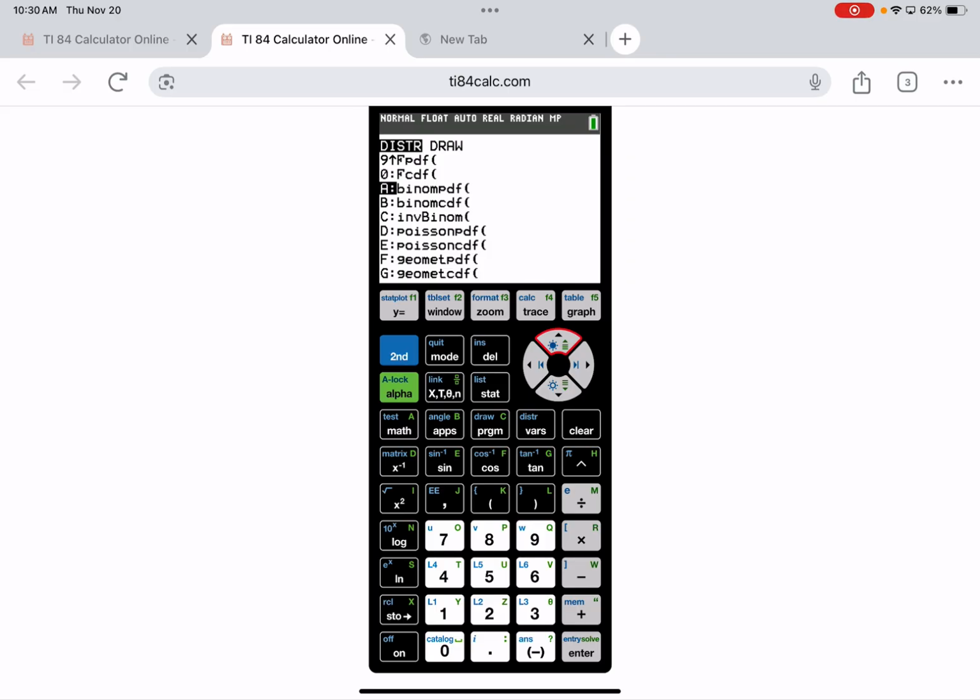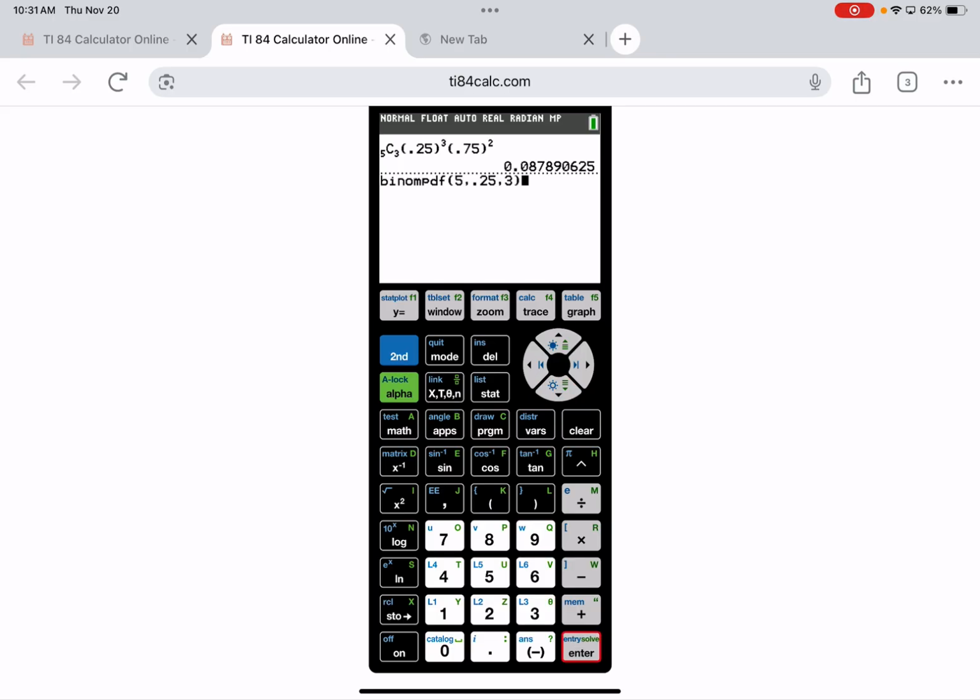So for our problem, probability that x equals 3 exactly, we're going to select that binom PDF option. So go ahead and select that. It's going to ask for exactly what it wants. So the number of trials we're performing is 5. The probability of success was 0.25. And then the x value is the number of successes we want. So in this case it was 3.